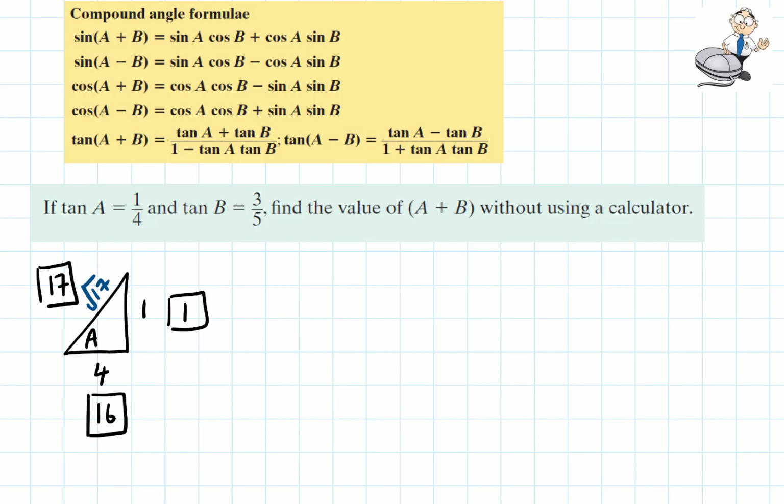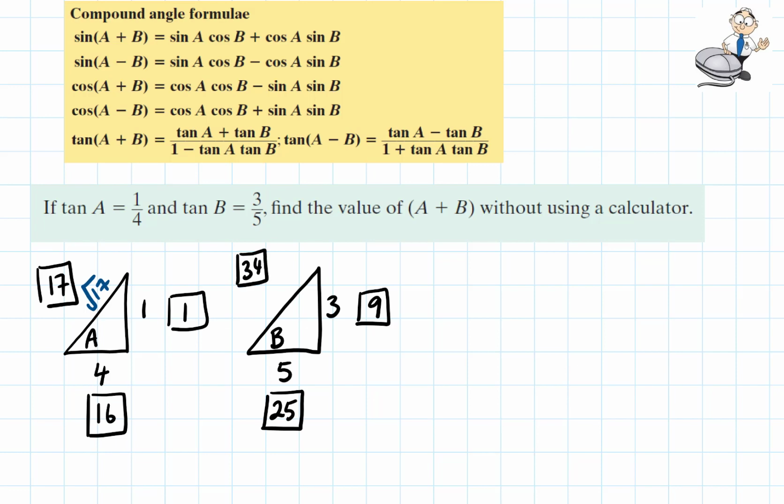And we could also draw a triangle with angle B in it, given that the opposite is 3 and the adjacent is 5. That's the ratio. So using Pythagoras on this one, we see that the hypotenuse is the square root of 34.